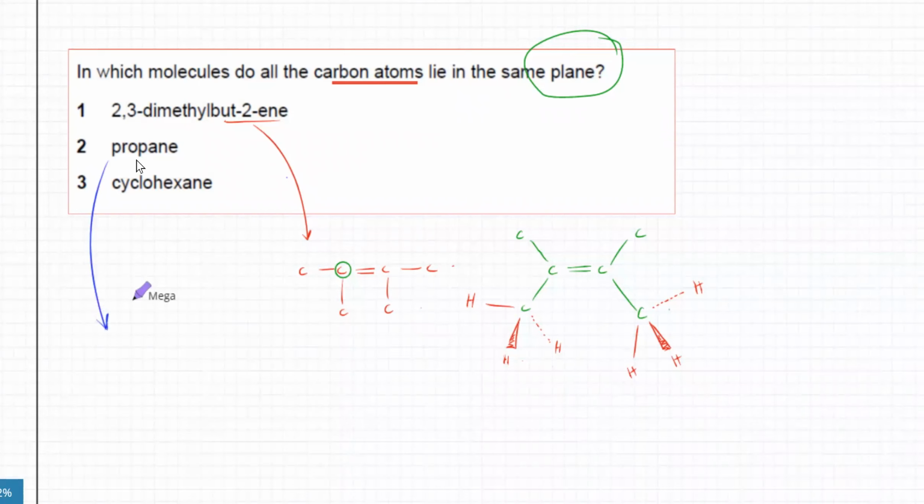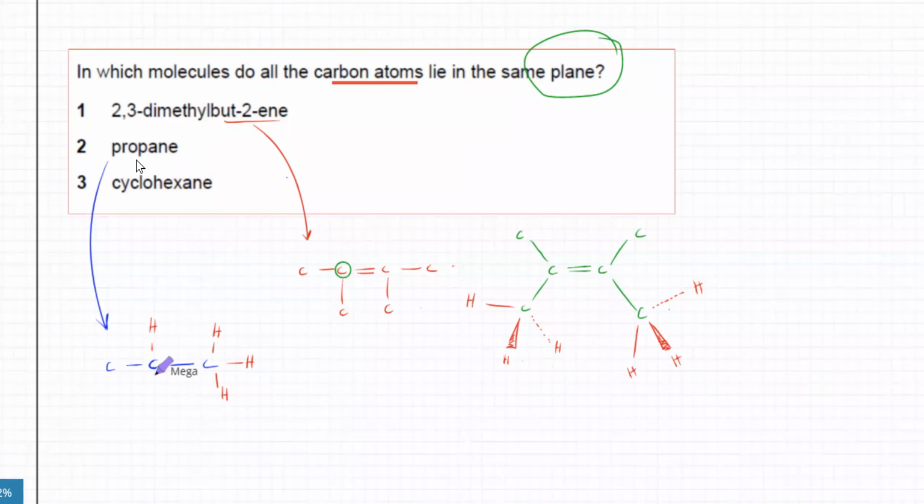So propane is 3 carbon atoms, and the rest are hydrogens. But remember, we're not concerned with the hydrogens. I don't care about the hydrogens because the question is all about the carbon atoms.